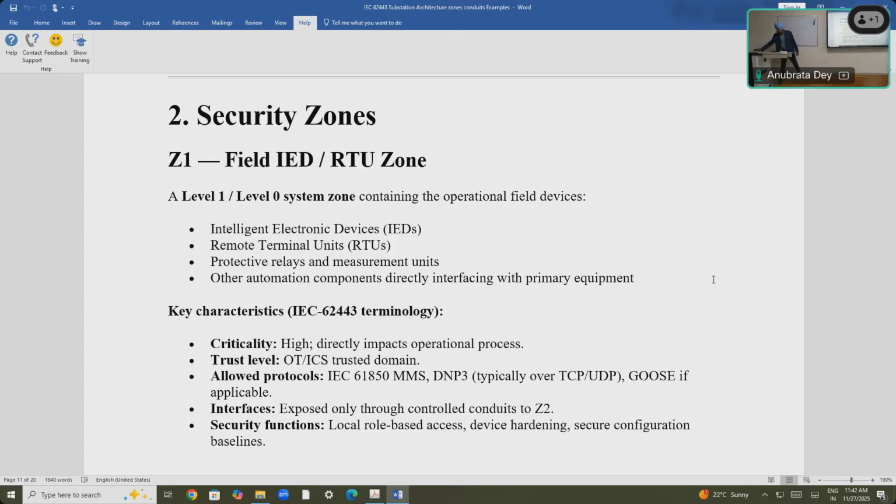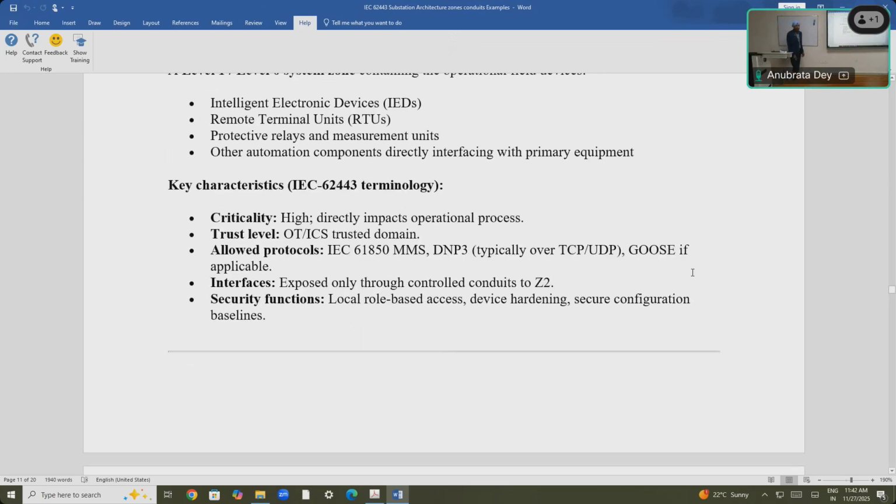And this is again some of the aspects you can use to decide what zones to create. So it's becoming obvious what could be different zones there. But you could ask, what is the criticality? Obviously you will include that in zone 1 if it is a very critical thing. If it is very high, in this case criticality is high, and it will directly impact the operational process. What is the trust level? Obviously operational technology slash industrial control system type trusted domain. You could trust that domain there.